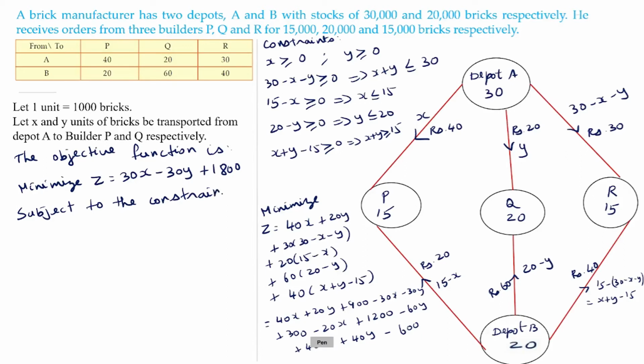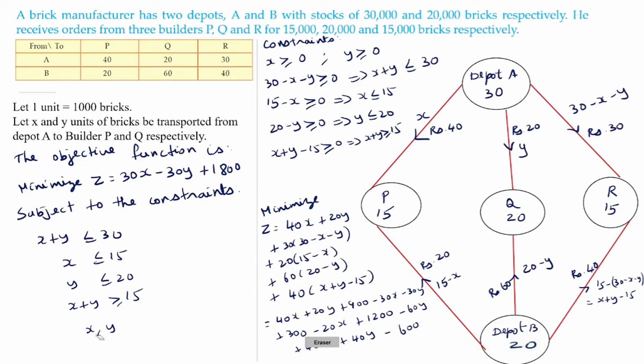Now these are the constraints. So we have the constraints here. Usually we write the non-negative constraints at the last. So let us write the remaining constraints first. X plus y less than or equal to 30, x less than or equal to 15, y less than or equal to 20, and x plus y greater than or equal to 15.